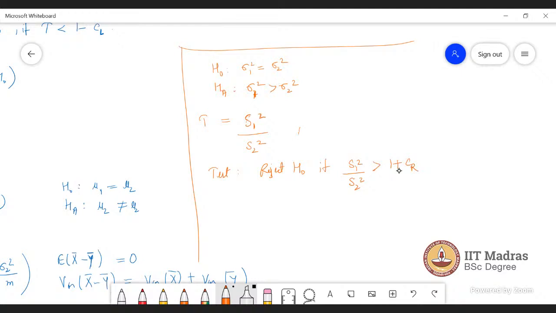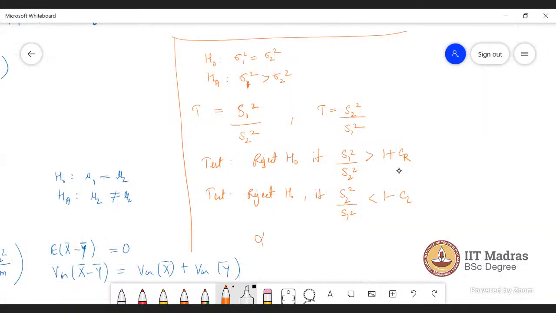But if I take my test statistic to be S2 square upon S1 square, in that case my test will become: reject H0 if S2 square upon S1 square is less than 1 minus CL. So you can choose any test statistic you want, but whatever test statistic you choose, you will have to decide your test accordingly. And after you decide your test statistic and your test, you can find your alpha, that will be given by, let's say I'm going with the first one.